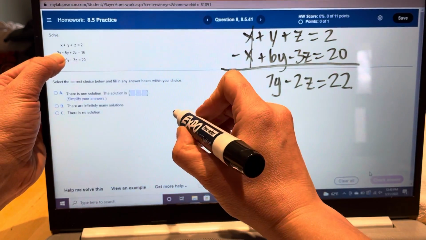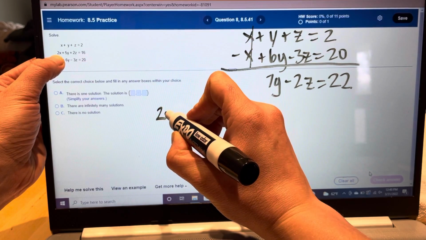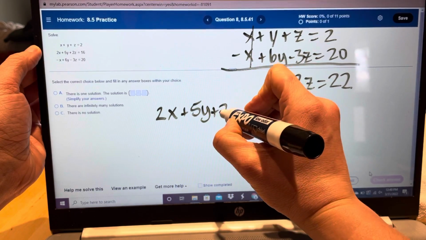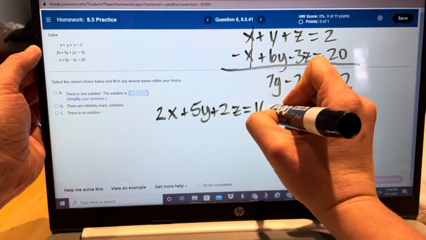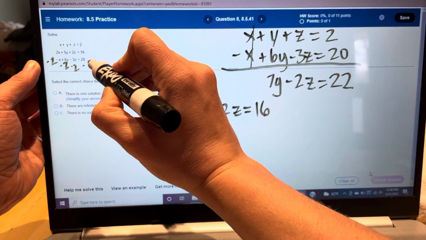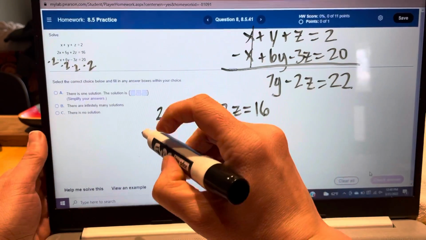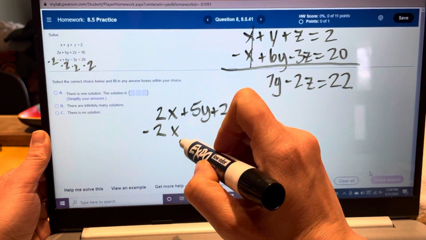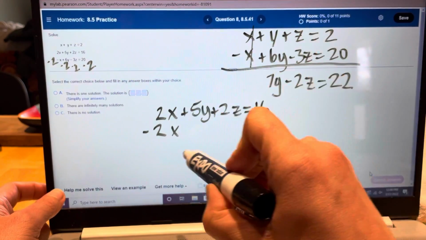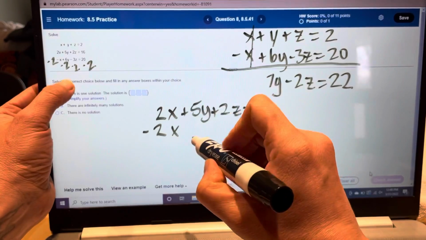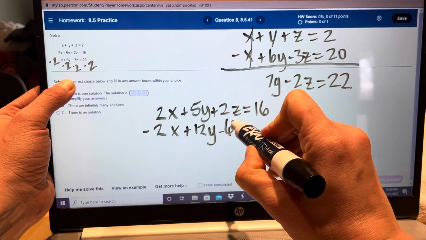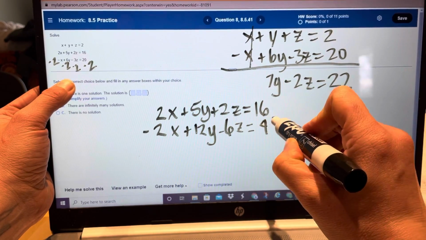All right, so I'm going to do the first equation, or well, I guess it's technically the second equation, 2x plus 5y plus 2z equals 16. And then I'm going to multiply all the terms in that third equation by 2 as a way to cancel out the x's. It is important when you're doing this that if you eliminated the x's here, the second time around you also eliminate the x's. So I have plus 12y minus 6z equals 40.